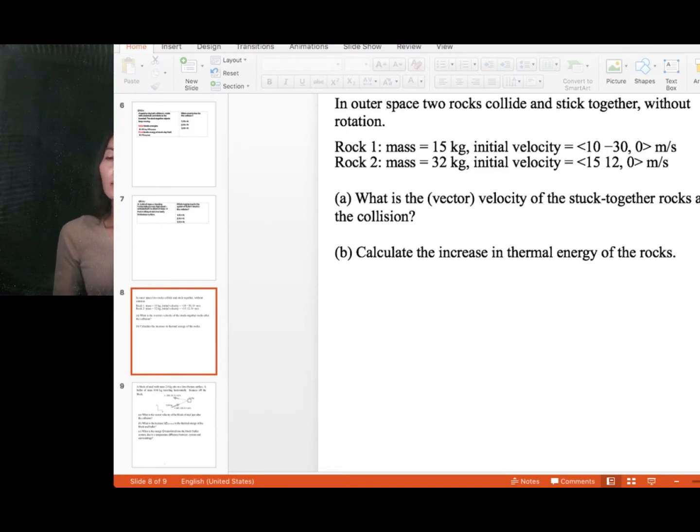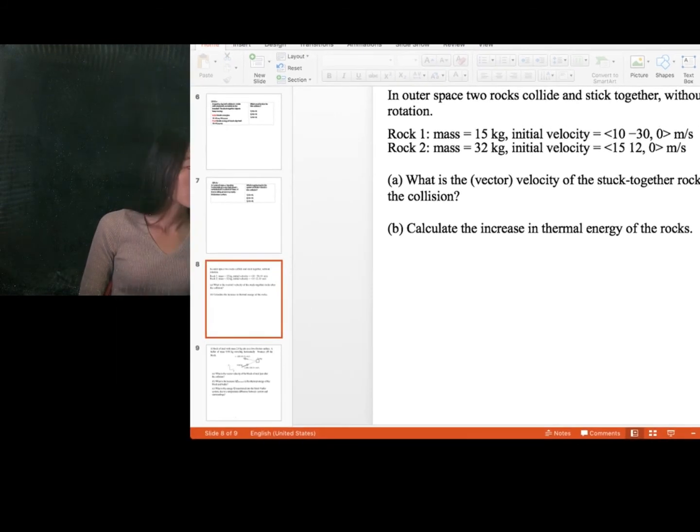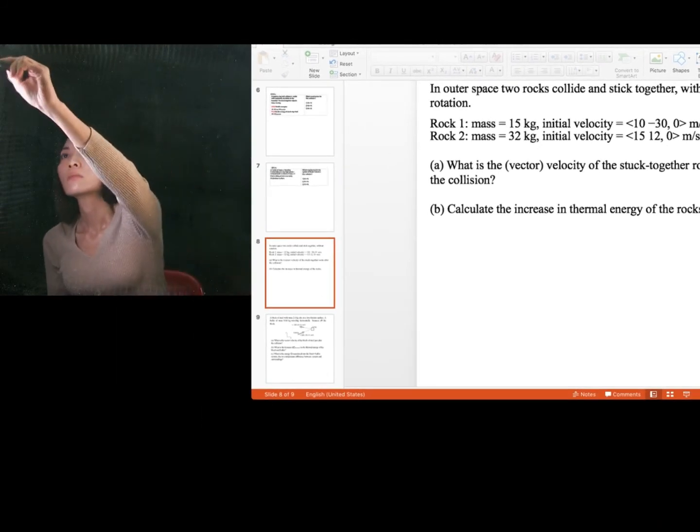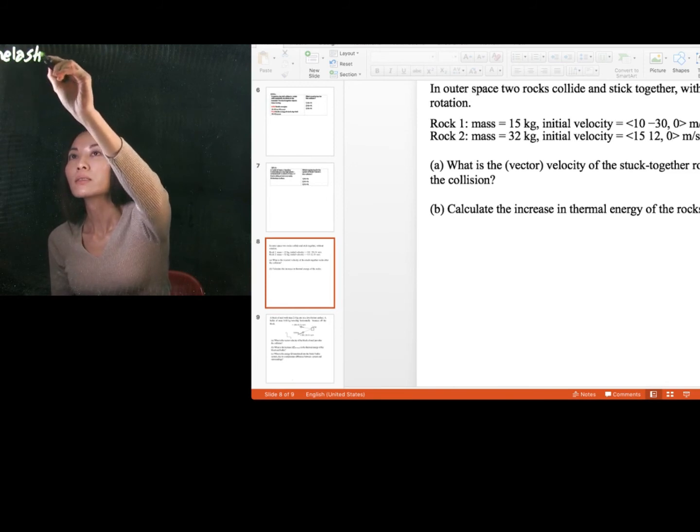So let us now consider the scenario where we have two rocks. In this question, we have two rocks colliding and they stick together without rotation. So here are the masses and initial velocities of the two rocks. So what is the vector velocity of the stuck together rocks after the collision? To solve the first part, we consider that momentum is conserved in the system, right? Because this is clearly an inelastic collision because they're stuck together.